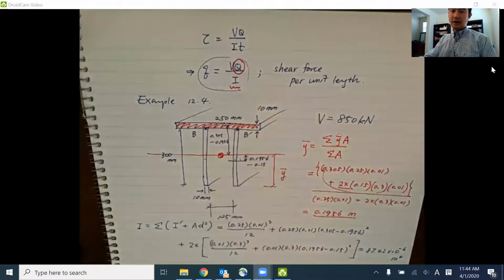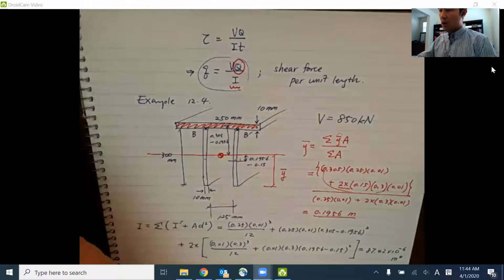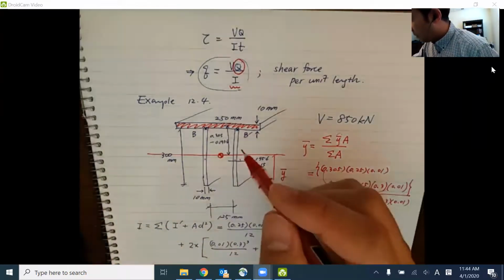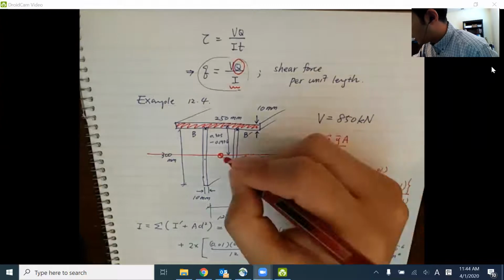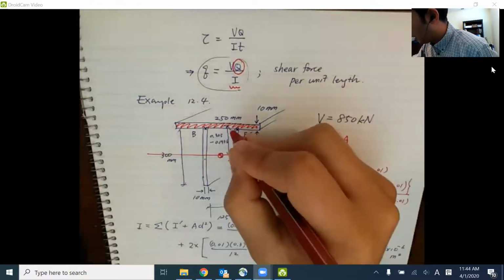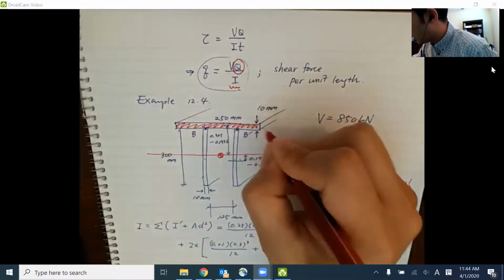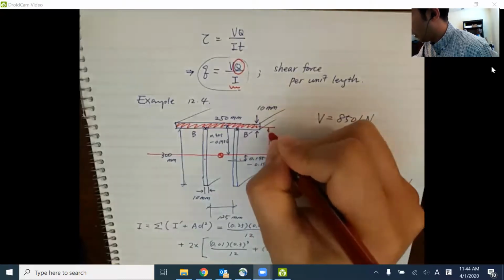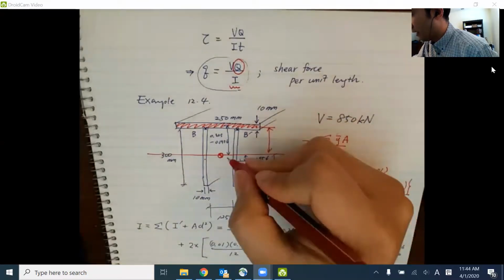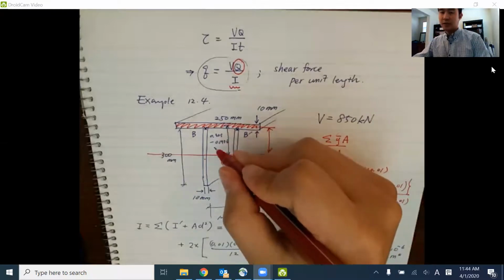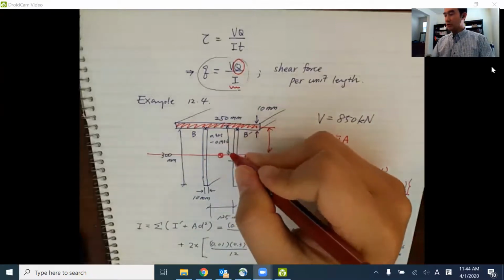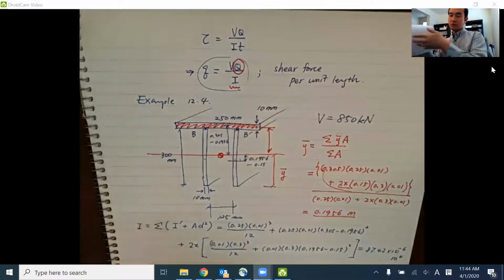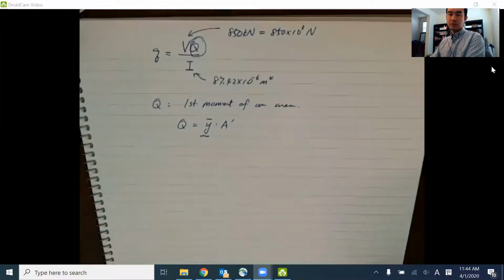So you can easily find the area as 250 millimeter times 10 millimeter. Now, the distance Y bar is from this neutral axis to the center of this shaded area. Again, we already calculated that as 0.305 minus 0.1956 in meter. So those two numbers are going to be used in our first moment of area, the Q calculation. So here we go.